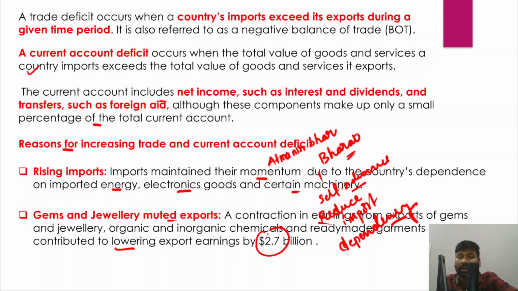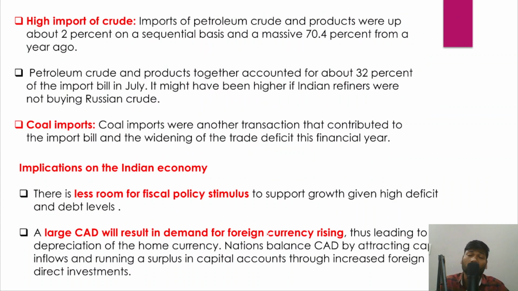So this is another factor which has been further widening or deepening the current account deficit as well as the trade deficit. And in fact, we all know that India is dependent on crude oil from other countries. More than 85% of our crude oil is imported from other countries. So imports such as petroleum, crude products were up 2% on a sequential basis, and a massive 70.4% from a year ago.